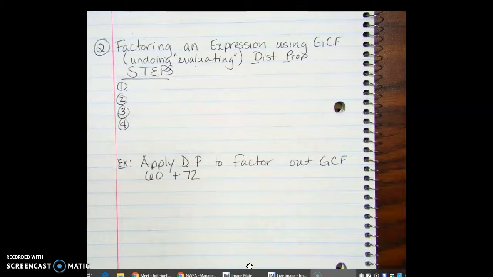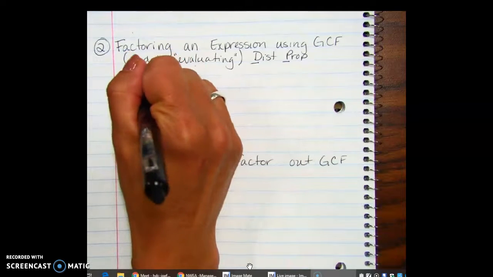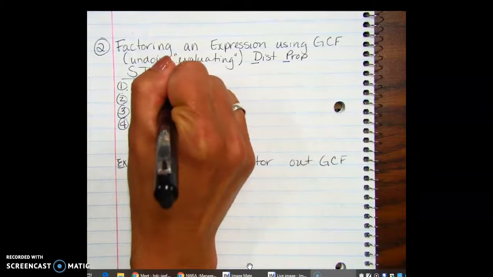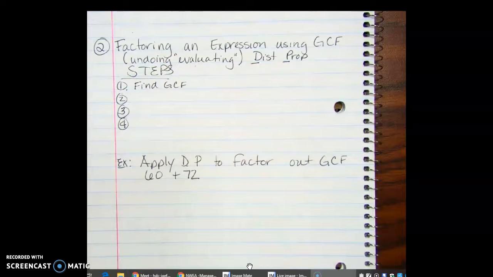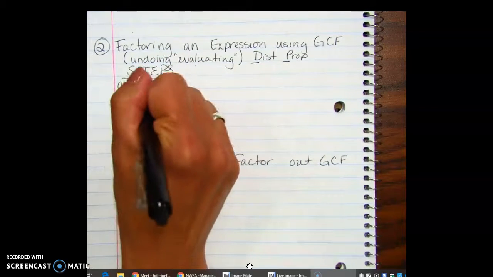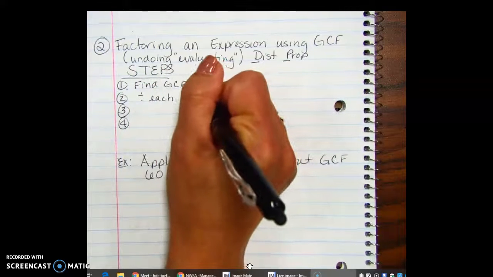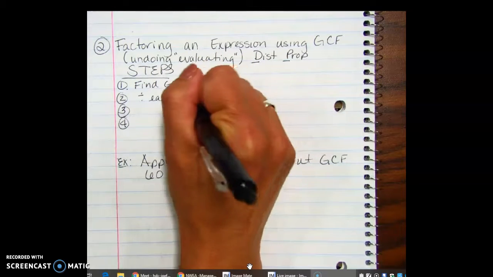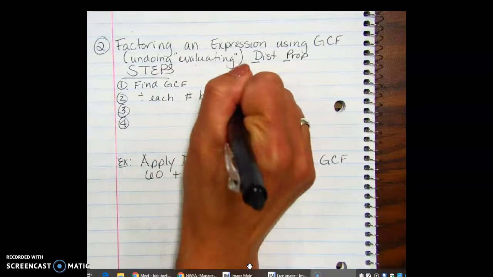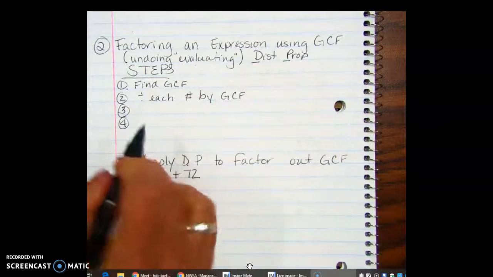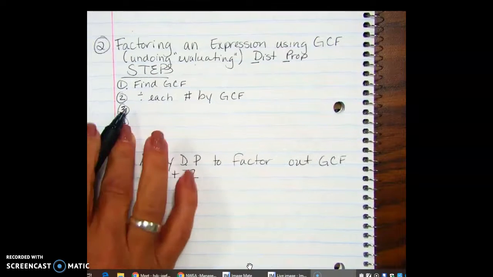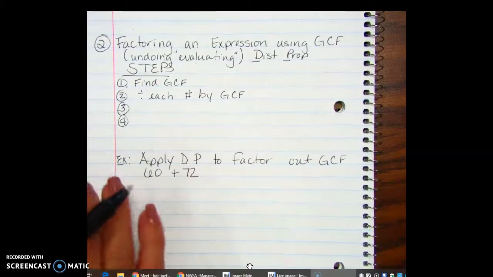Step 1 is to first find the GCF, greatest common factor. Step 2 is to divide each number by the greatest common factor. And I know it sounds cryptic, but you'll see how it works when we get down here.